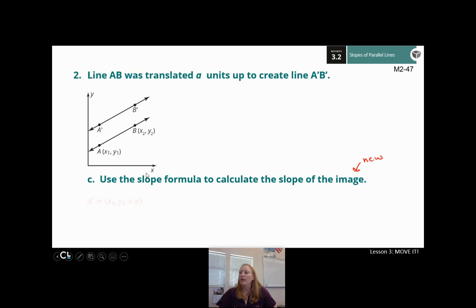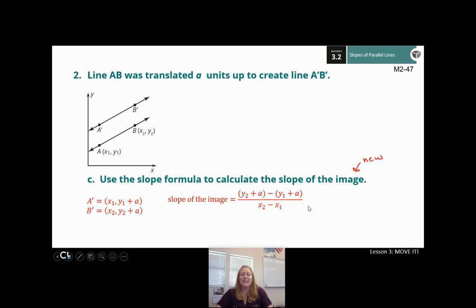So just real quick, our coordinates for A prime were x sub 1 and then y sub 1 plus a. Our coordinates for B prime were x sub 2, and then our y coordinate was y sub 2 plus a. So we said to subtract the y coordinates on the top, subtract the x coordinates on the bottom. So that's what I did. I took y sub 2 plus a, and I'm subtracting y sub 1 plus a. And then on the bottom, I'm doing x sub 2 minus x sub 1. Boom, boom. Yay.